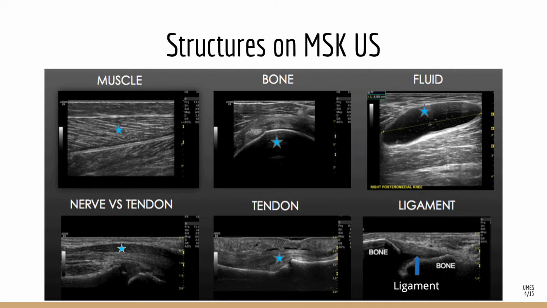Now that we have some of the physics out of the way, I just have kind of the different structures on ultrasound and how they look. This is just an example of each one, so I'll give you a little bit to look at it. But here's muscle right here, bone, this structure, fluid all in here. Here's a nerve right there, tendon. And then this is bone, and here's the ligament in between.